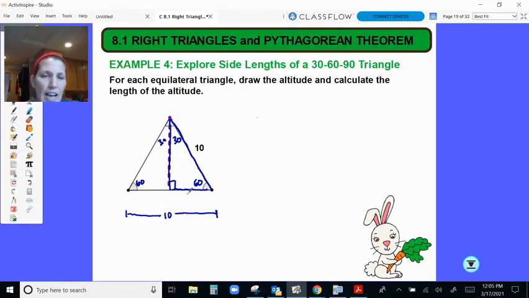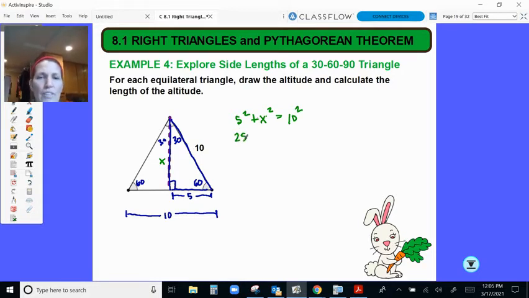Okay, so if this side length is 10, that means this entire side length is also 10, which makes half of this side 5 right here. Okay, that's half of my side is 5. So we want to find out what is the length of x right here, in this 30, 60, 90 special right triangle. Well, we're going to take our 5 squared down here, plus our x squared, and that should equal our hypotenuse 10 squared. So 25 plus x squared equals 100.